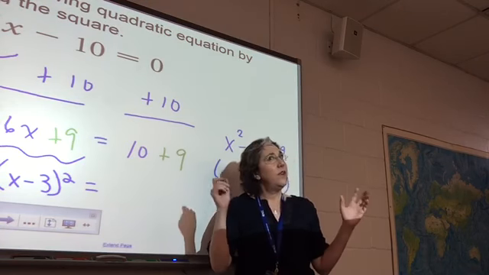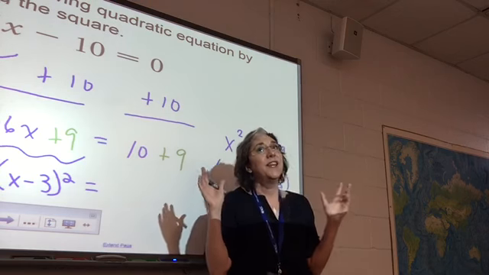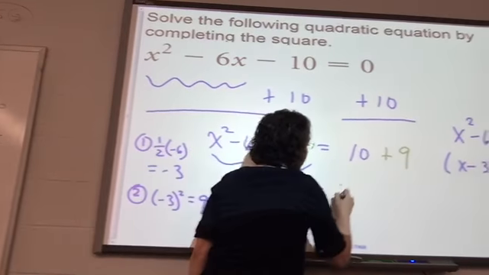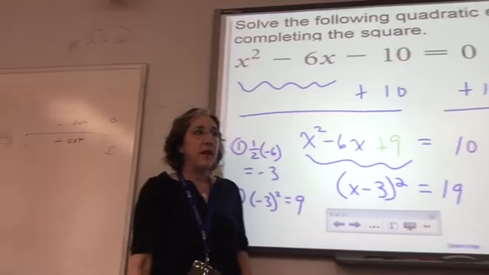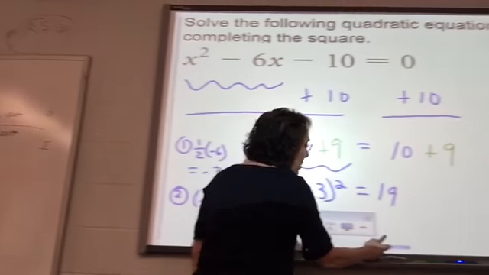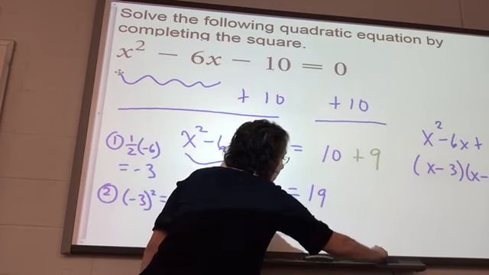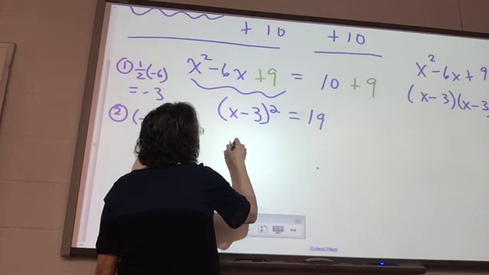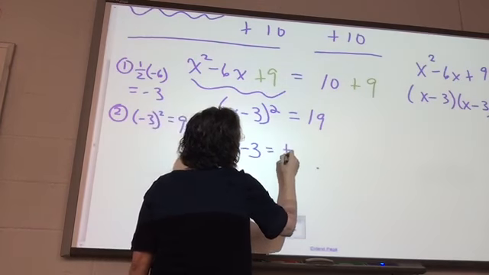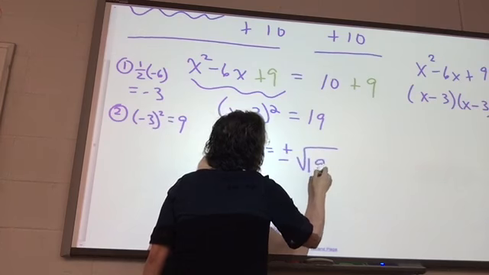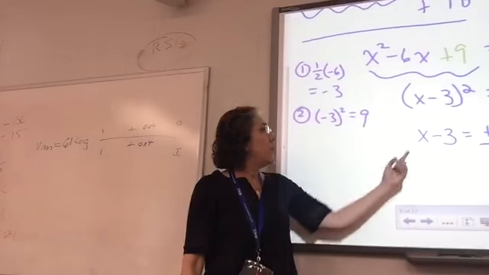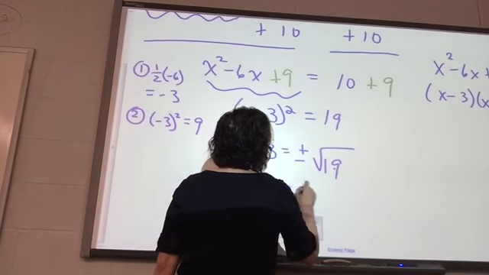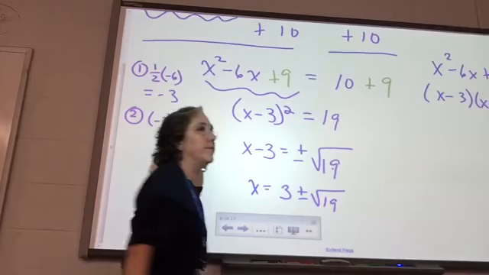If that seems more confusing to me, but okay. So 10 and 9, I already heard you guys saying we need to add the 10 and the 9. That's good. And now we're going to use the square root method. So we're going to say x minus 3 is plus or minus the square root of 19. And then what? Add the 3. And then you're finished.